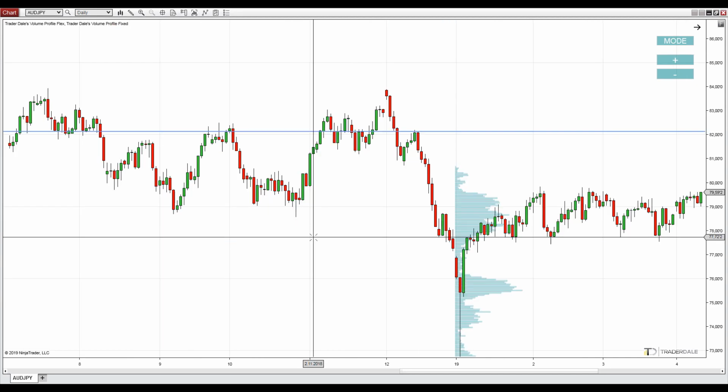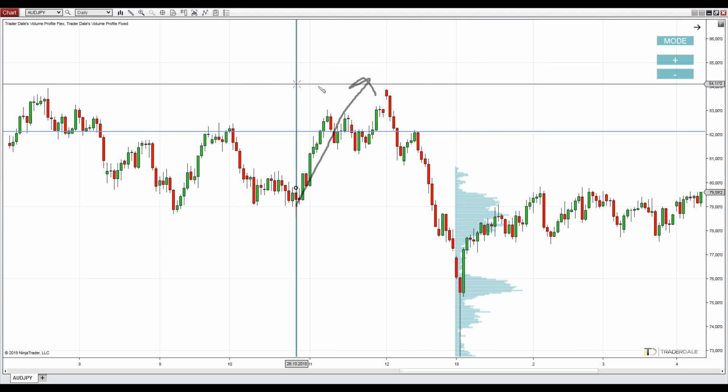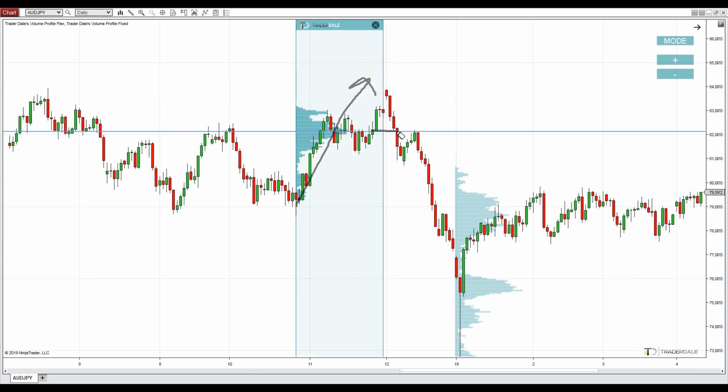Now there was also another losing trade. This one was on the Australian dollar Japanese yen. The price was going upwards, so I was trading the trend setup. I used the flexible profile like this. There was the long.